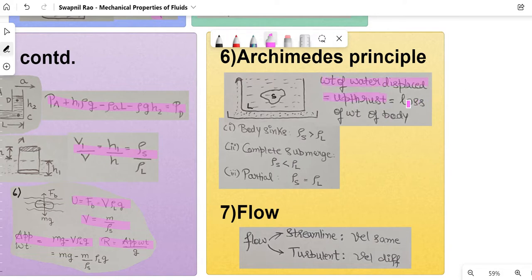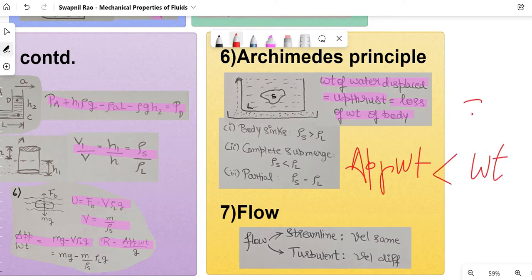which is again going to be equal to loss of weight of the body, which means apparent weight is always going to be less than the actual weight, which we all know, which means when you place a body underwater, its new weight is called apparent weight, by the way. If you're wondering what apparent weight is, it's the new weight of the body after being submerged in water. It's always lesser than the actual weight. So if you're wondering where the weight loss is over here, from this formula you'll be able to get to know.